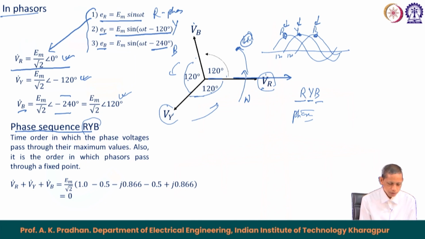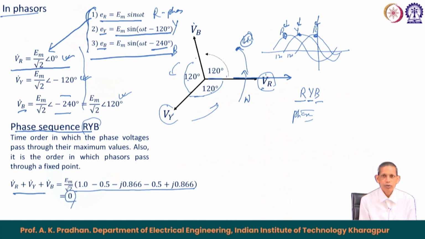What we see here is that the total sum of all the three voltages at any instant of time, E r plus E y plus E b, in the time domain or the corresponding phasor domain, if we add all these three, comes out to be 0. The phasor sum of voltage is 0, and the instantaneous value at any instant of time is also 0. This is the property of what we call balanced voltage, and we will elaborate more on this. So, the phase sequence as I said here for this case is R Y B.